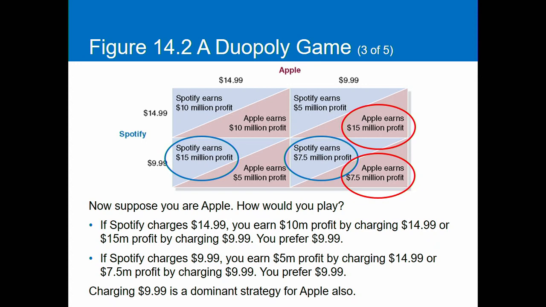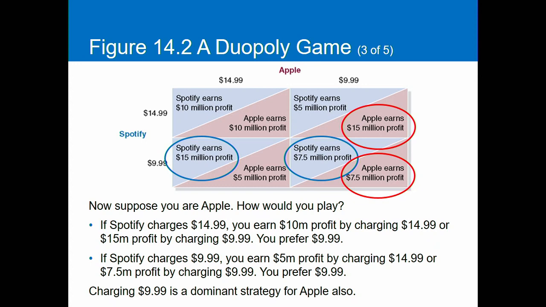If Spotify chooses $9.99, and Apple chooses $14.99, they earn a $5 million profit. If they choose the low price at $9.99, they earn a $7.5 million profit. The higher one is at $9.99 again. So we have the same thing here for Apple.